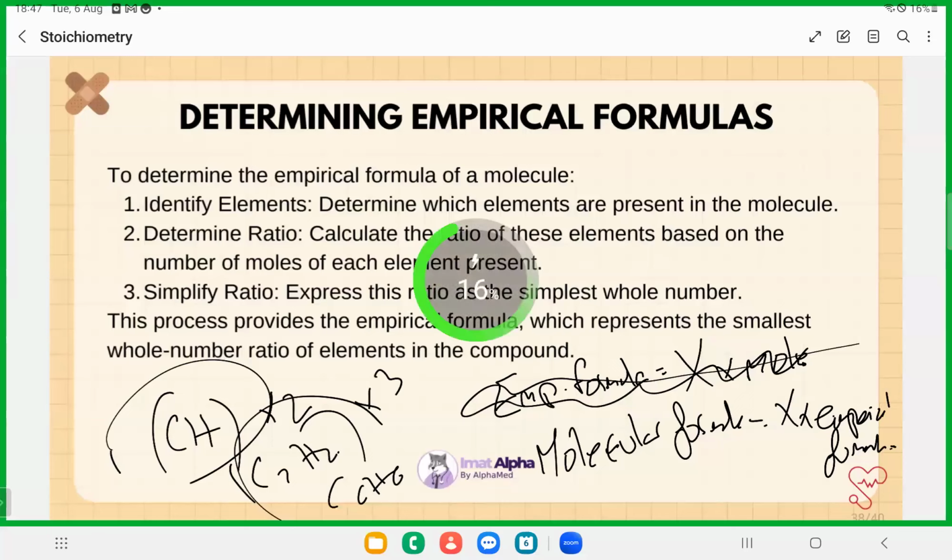Okay. So we spoke about the empirical formula and the molecular formula. Now we should know how to calculate the empirical formula and how to calculate the molecular formula. Let's go ahead.